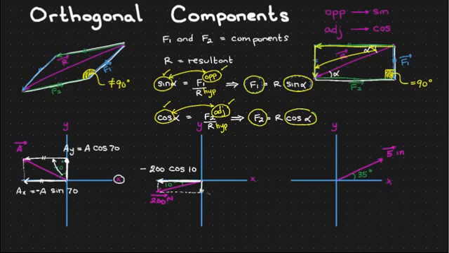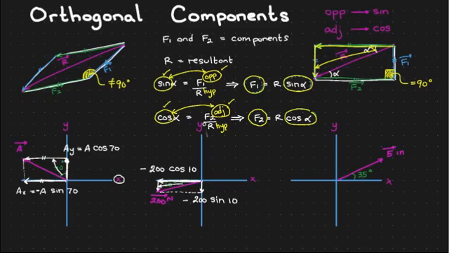The component along y is equivalent to this component. That component is opposite of the angle 10 degrees. So therefore, this will be 200 times sine 10. And again, I must put a negative sign in front of that term because positive y is up.